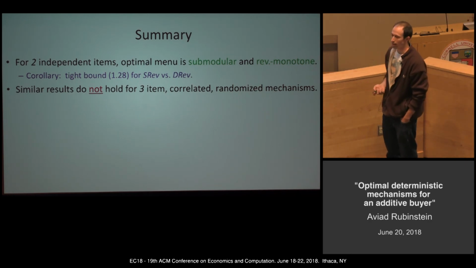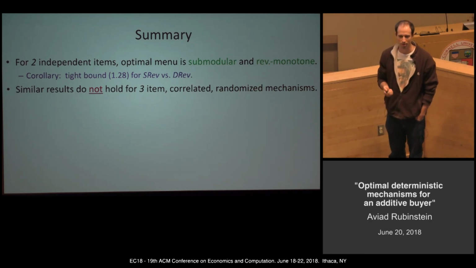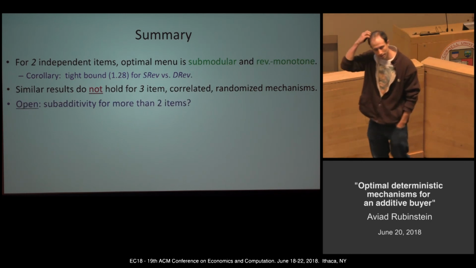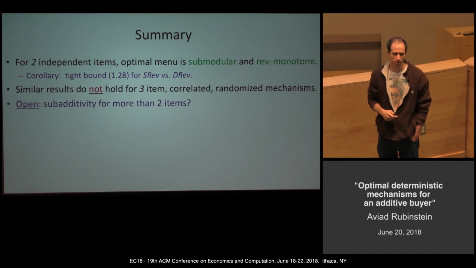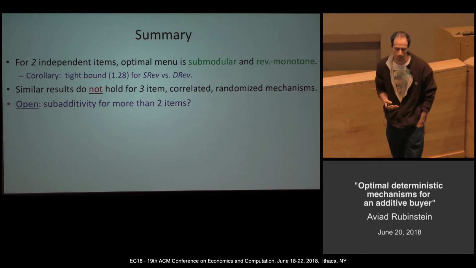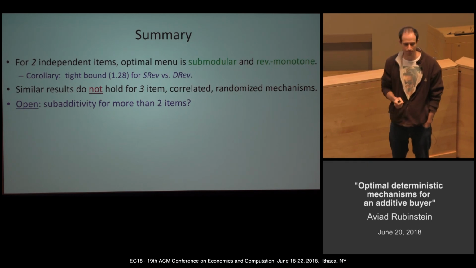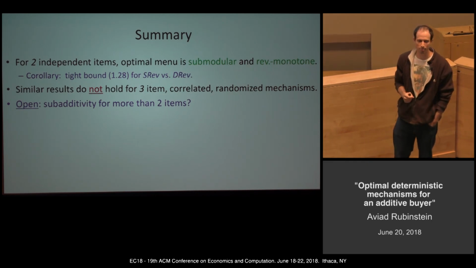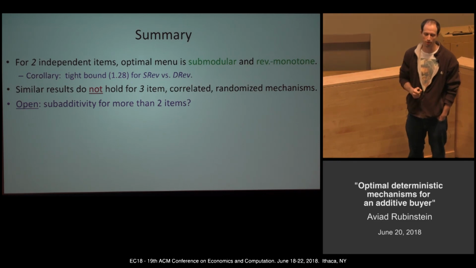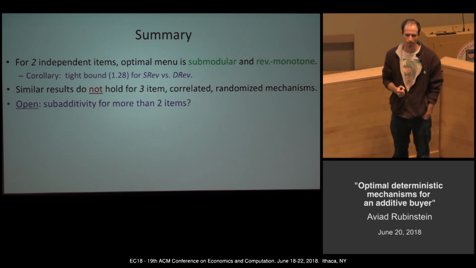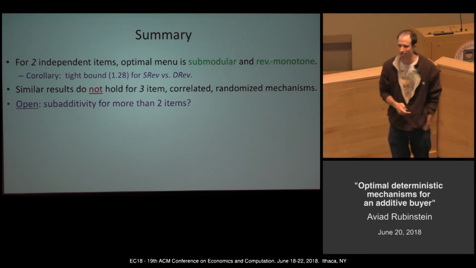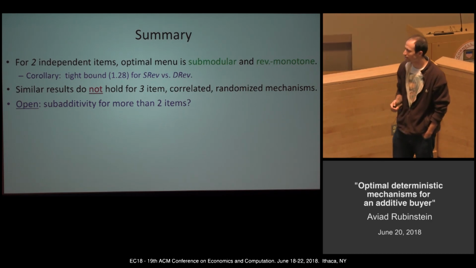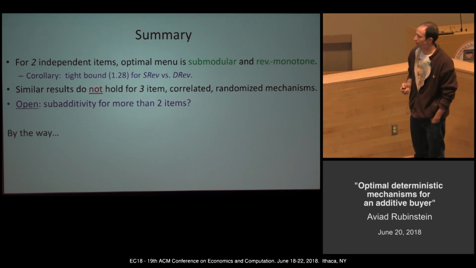But here's a nice open problem that I would love to know the answer for. When I said it doesn't extend to 3 items, we have an example where the optimal menu is not submodular. And for 2 items, submodular and subadditive are the same. But for 3 or more items, we don't have an example where the optimal menu is not subadditive. And I don't know if it's because we couldn't find one or because it's always subadditive.